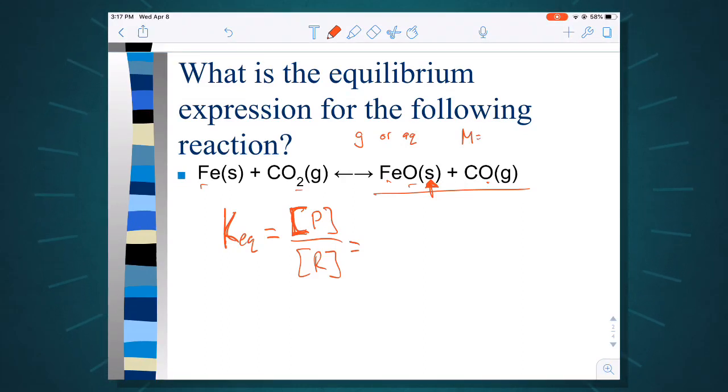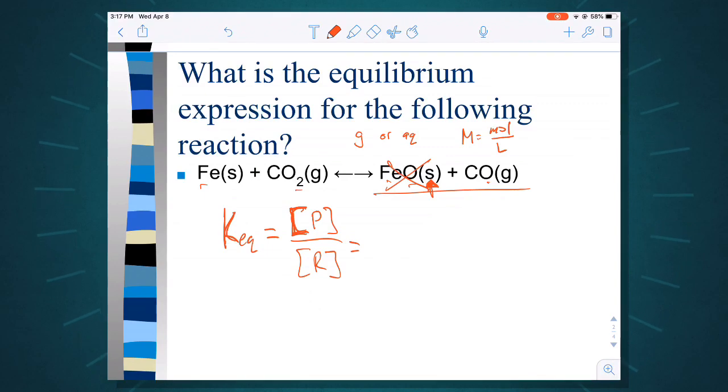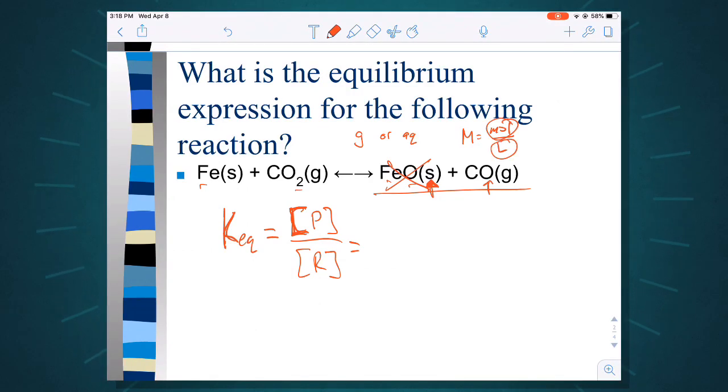Concentration is molarity, and that's moles dissolved in liters. This is not dissolving. So this guy right here, because it's a solid, has no place in our equation. But this one's a gas. That works. You can have a concentration of gas. You can have moles in a liter container. So you can actually calculate molarity of a gas.